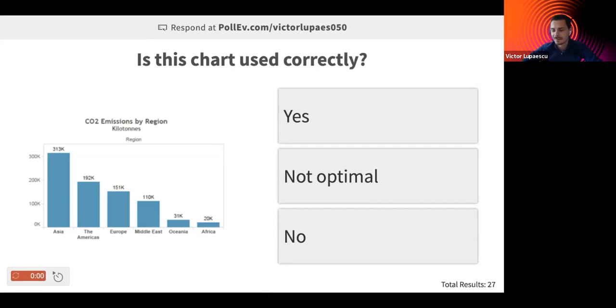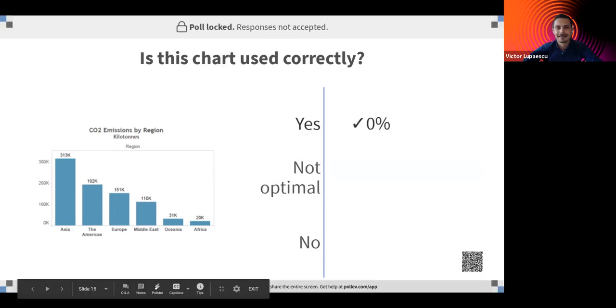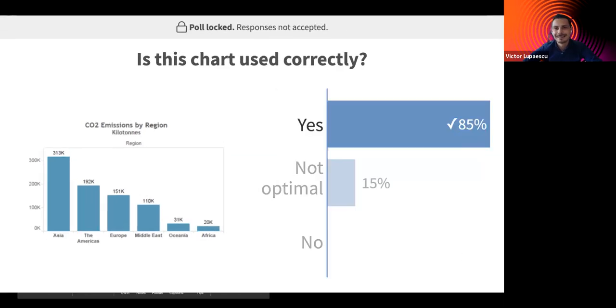Okay, 27 people responded at this one. That's good. We're on an ascending line here. Let's see the correct result. So the correct answer is yes, 85% of you responded correctly. Really good job here.